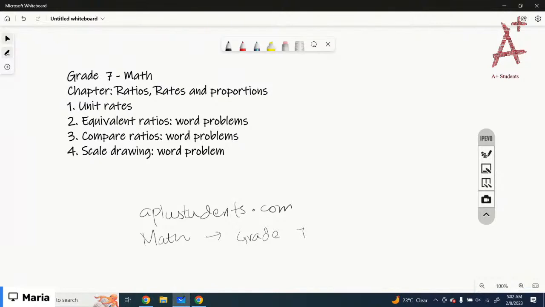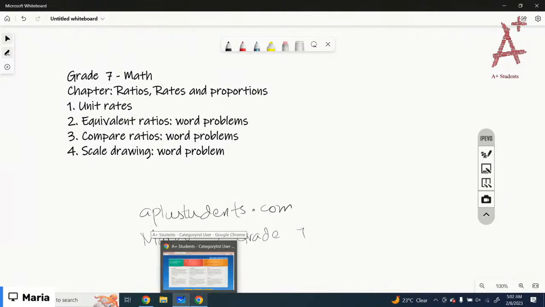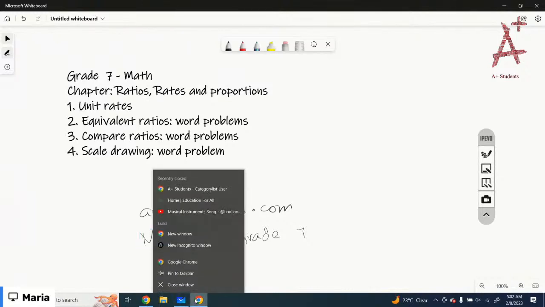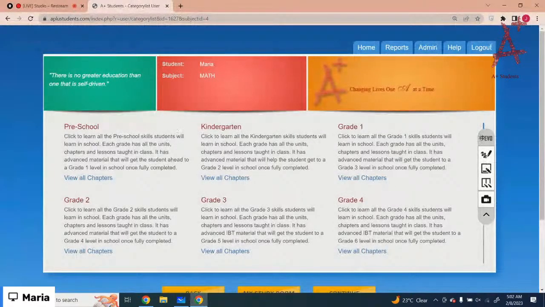There you can find a list of the chapters. We're going to start with the first chapter, that is ratios, rates and proportions. The lessons we're going to cover today are unit rates, equivalent ratios word problems, compare ratios word problems, and scale drawings word problems. Let's start with the first lesson, unit rates. Please make sure you have your notebook and pencil so that you can note down the important examples and definitions as well. Got it?